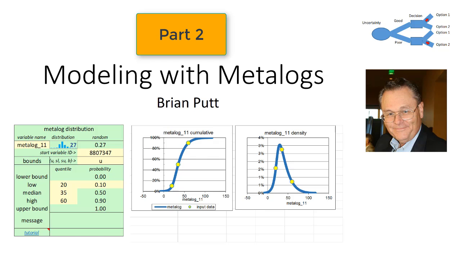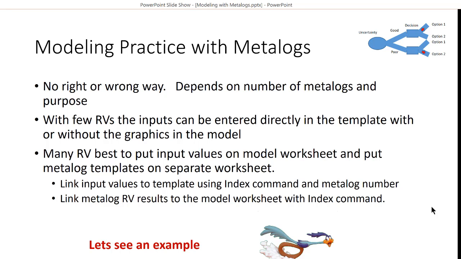This is a new distribution that's been added to the SIPmath toolbar. The Metalog distribution uses the P10, 50, and 90 values to generate a distribution. We will look at how to incorporate them into a model. In fact, we're going to incorporate 10 of them into a model.